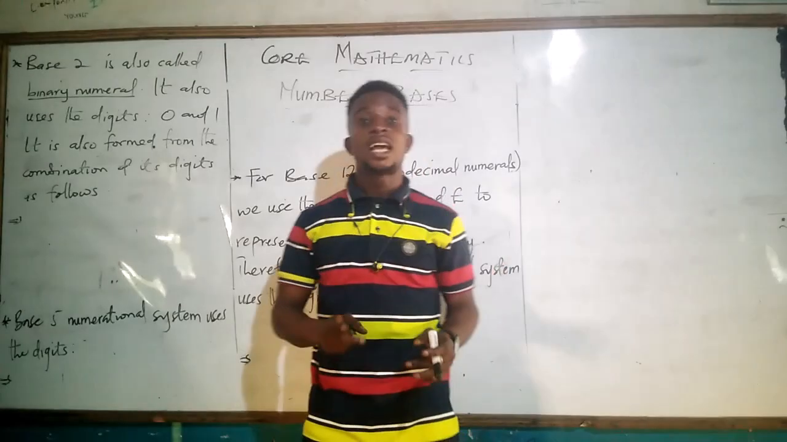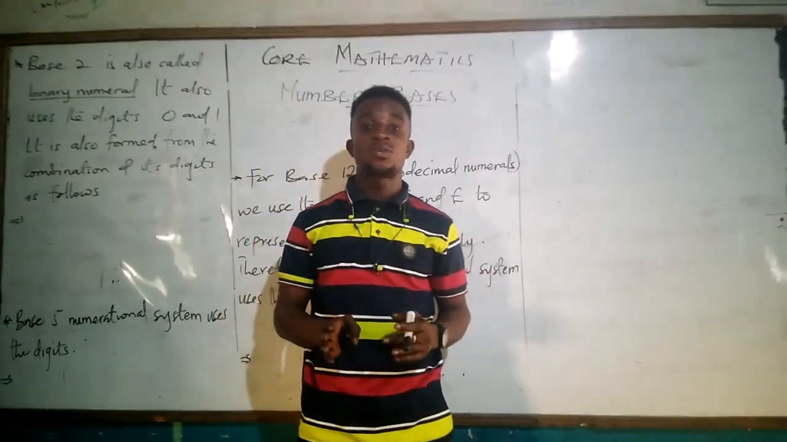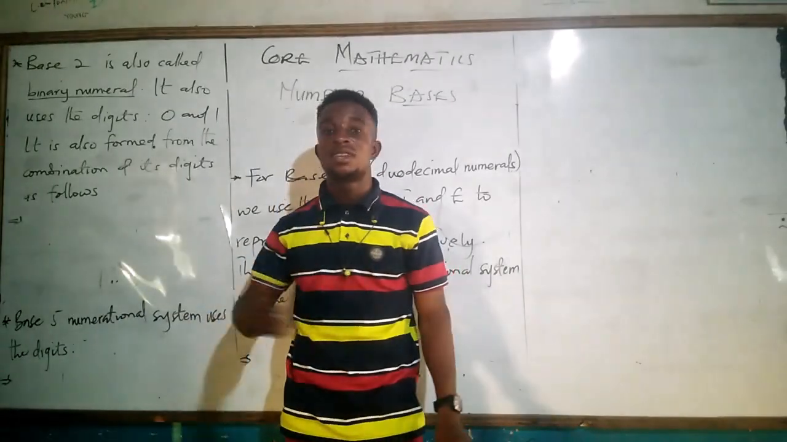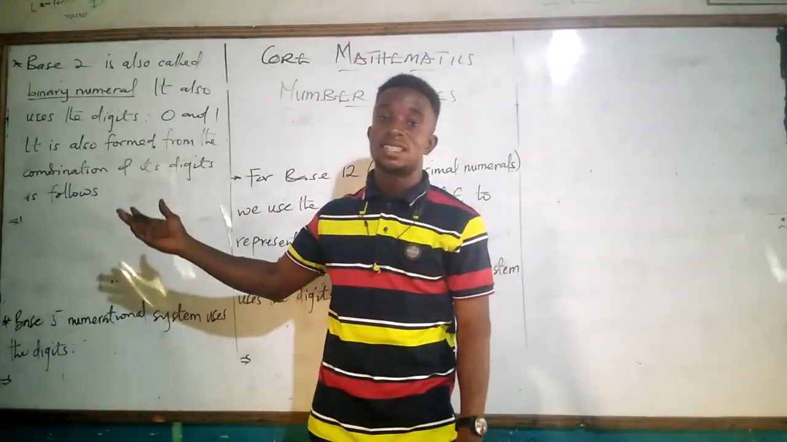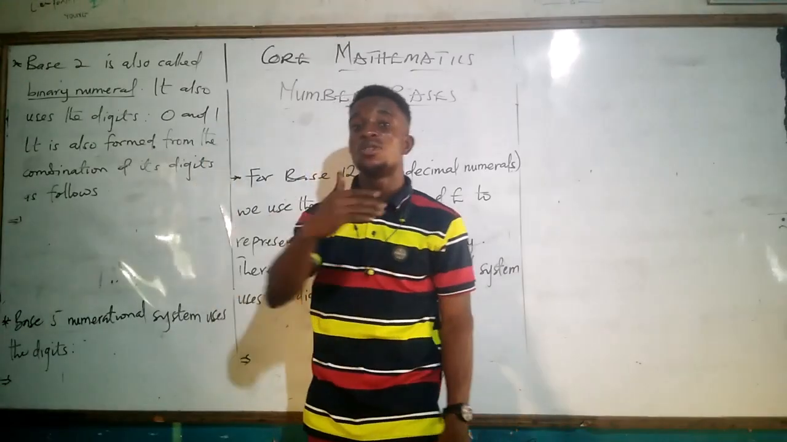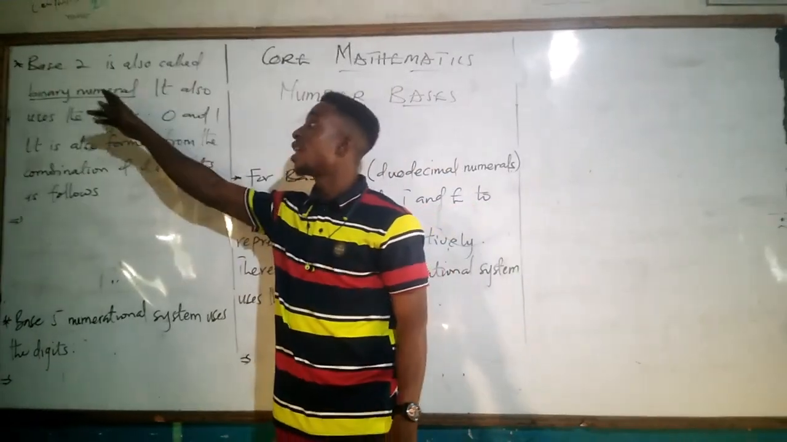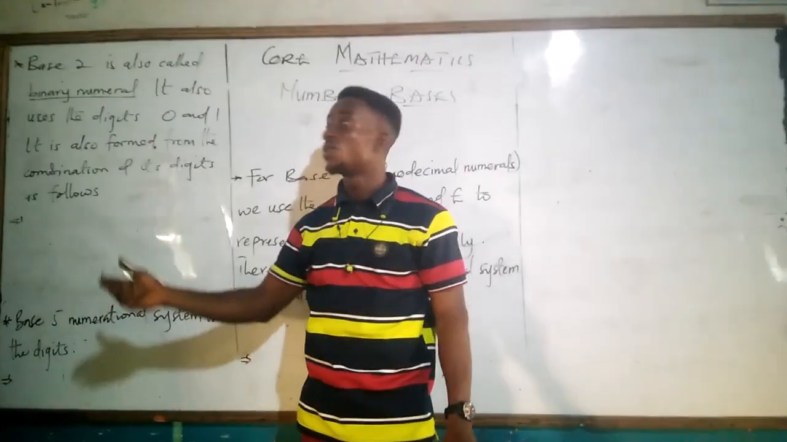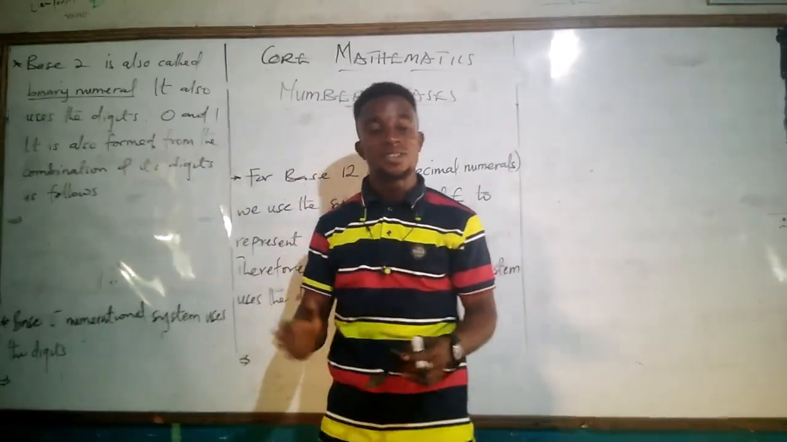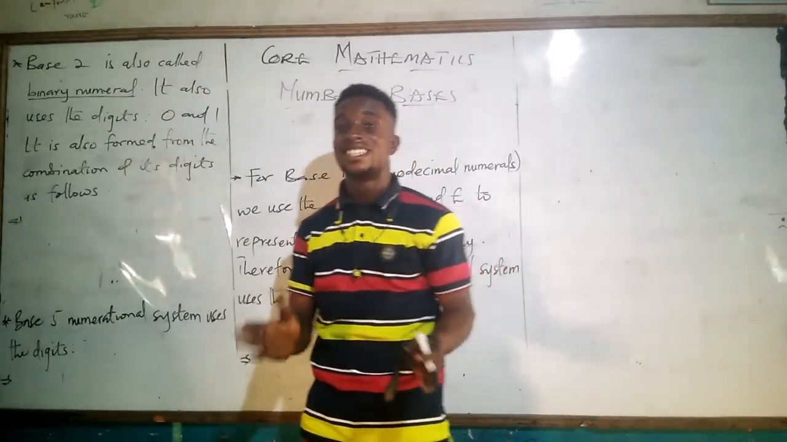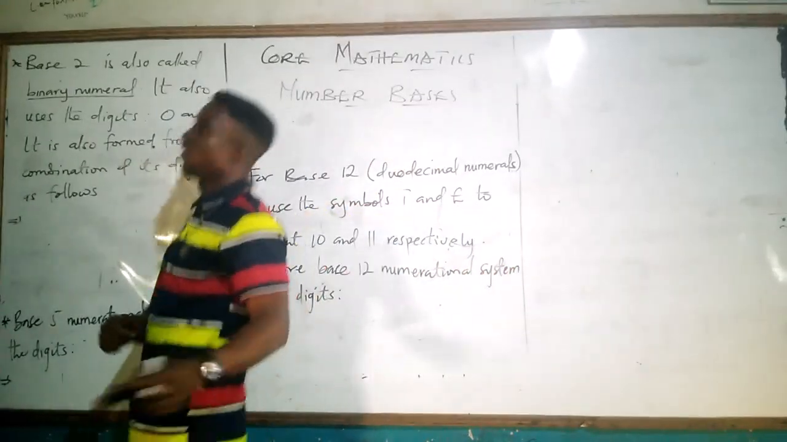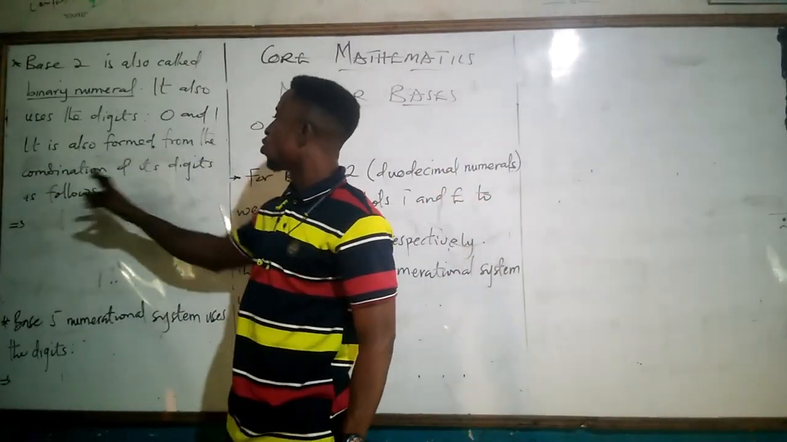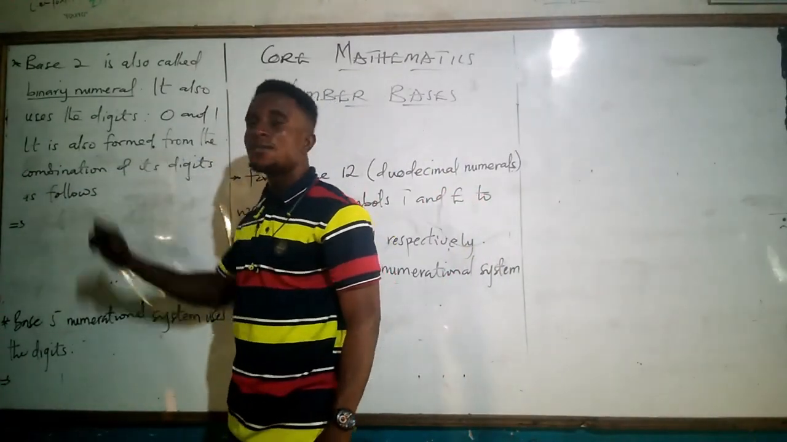And also even our computer system understands 0s and 1s. That is what the computer system uses to function. 0s and 1s. So the computer system uses the binary numeration system, or base 2 numbers, in its function. And that is our ICT. But you are supposed to know that. Okay, let's proceed. It is also formed from the combination of digits as follows.